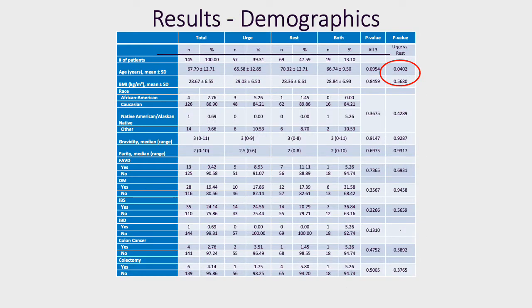We enrolled 145 patients, 57 in the urge predominant group and 69 in the passive predominant group, with the remaining 19 with both symptom patterns. Patients with urge dominant fecal incontinence were noted to be younger than patients with passive fecal leakage dominant fecal incontinence. Otherwise, their demographic characteristics were similar.